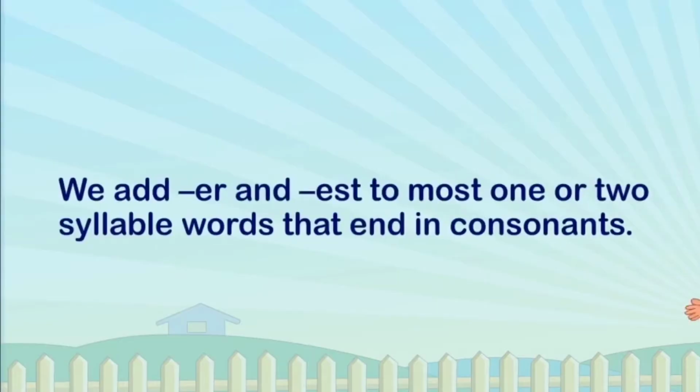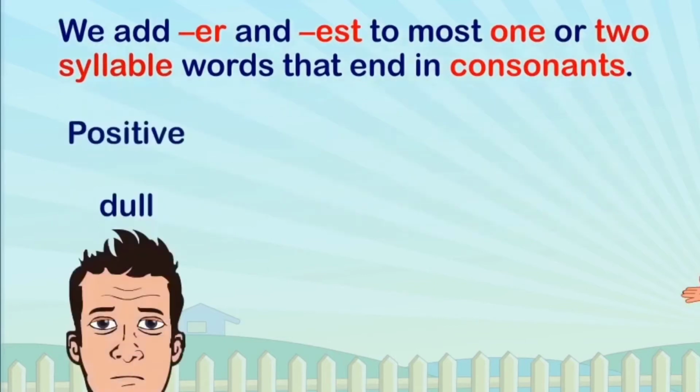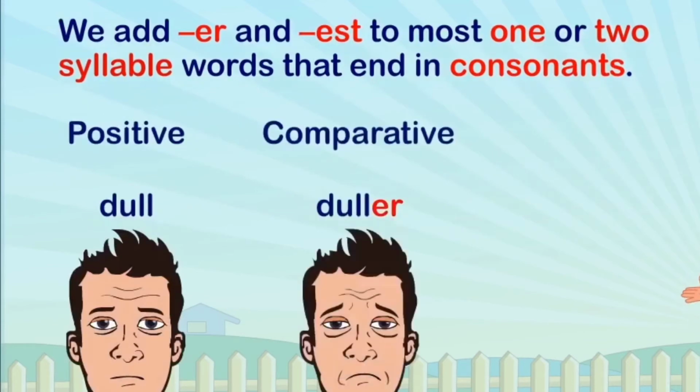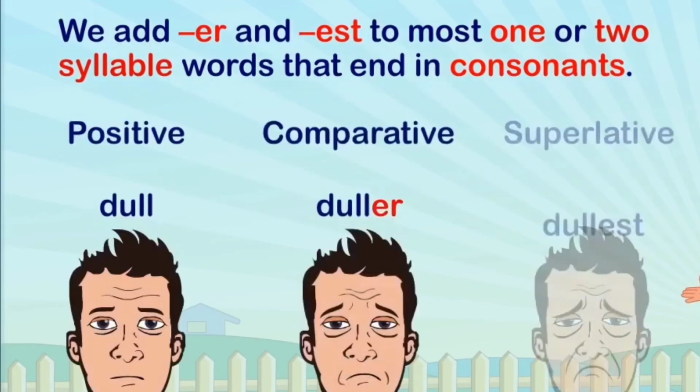In order to form the comparative and the superlative degrees of our adjectives, remember the following rules. We add ER and EST to most one or two syllable words that end in consonants. For example, dull, duller, dullest.